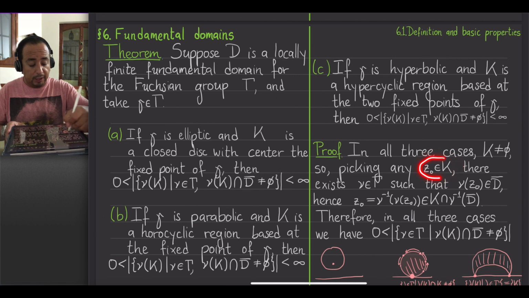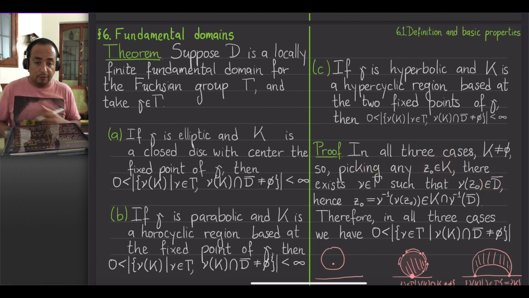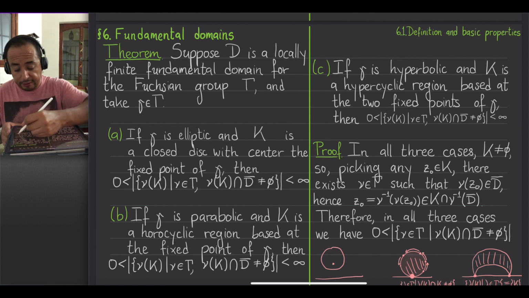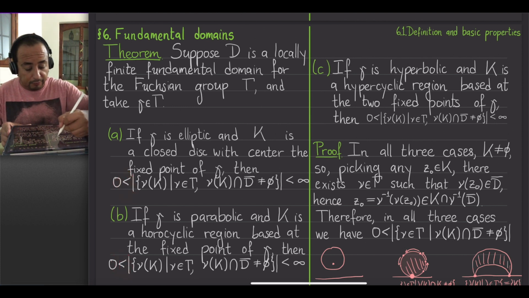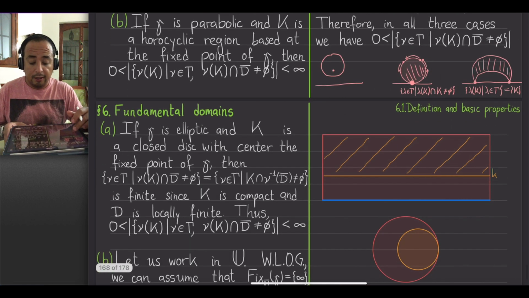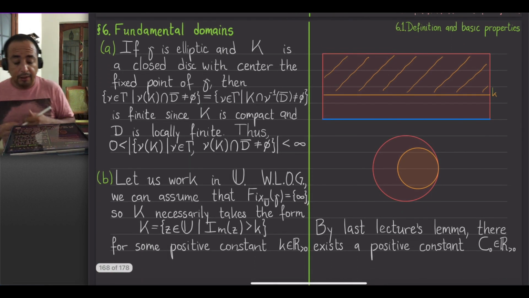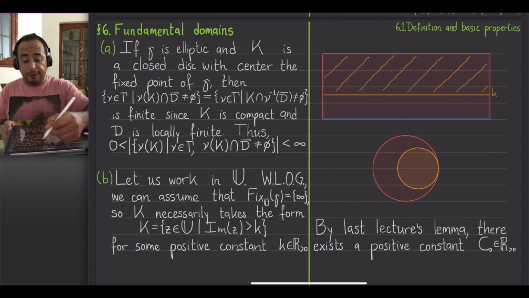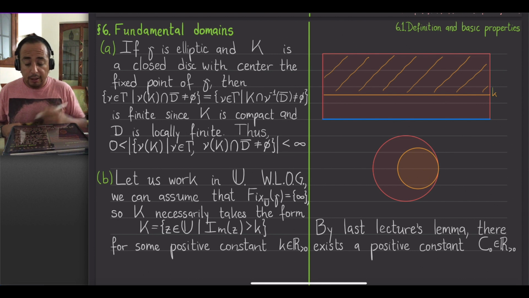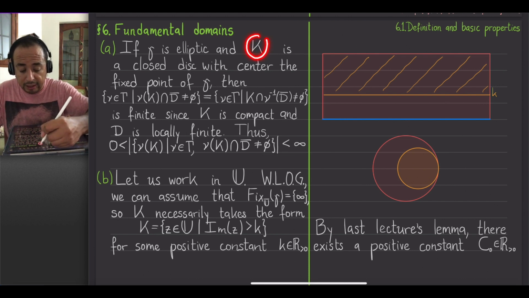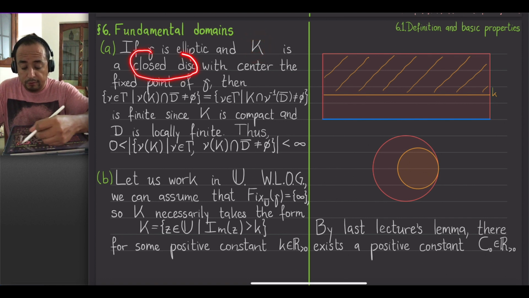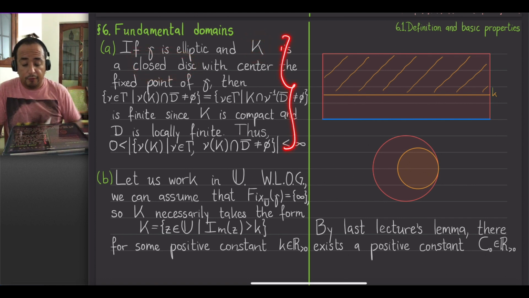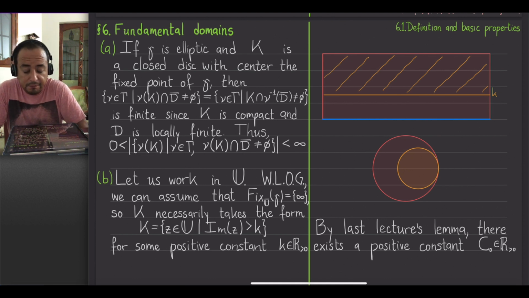You see, if you give me any element of K, in all of these cases it's clear that K is not empty. Take any element, and then there is some gamma that puts it inside D bar, and then you are done. So this part follows immediately from the fact that D is a fundamental domain, and you don't even need the local finiteness property. Okay, and now the elliptic case is quite simple, because K is closed and so compact. So this just follows from the local finiteness of D.